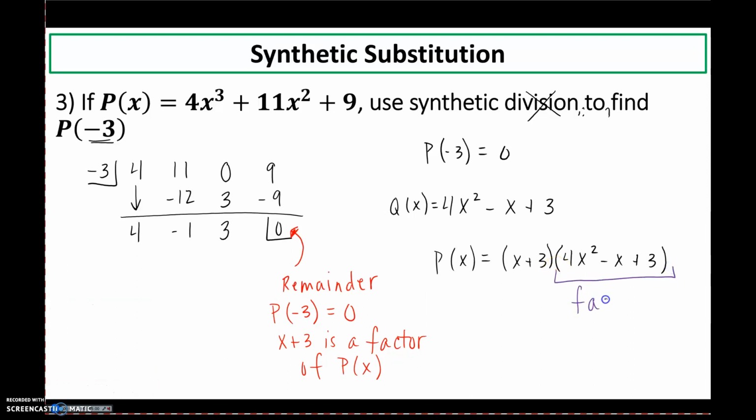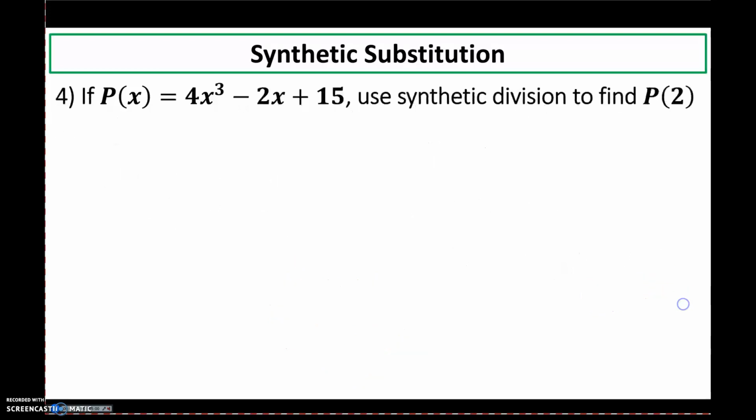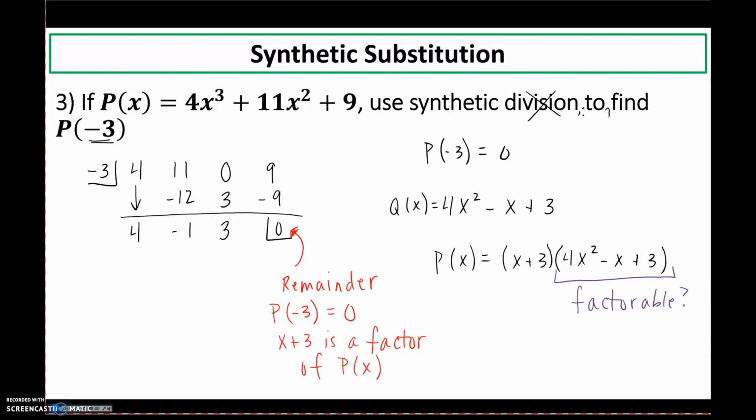All right, my question to you is this factorable? So I'm leaving you quite a few things to do in the video. So answer that for me. Is that factorable? If it is, factor it. If not, we'll talk about the answer in class.